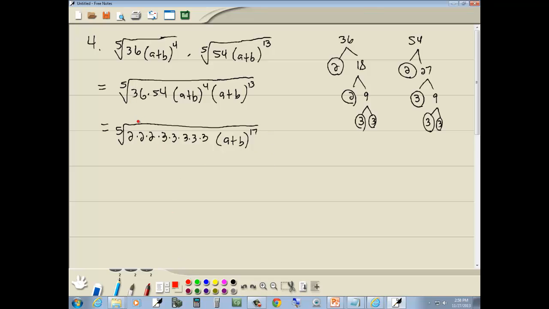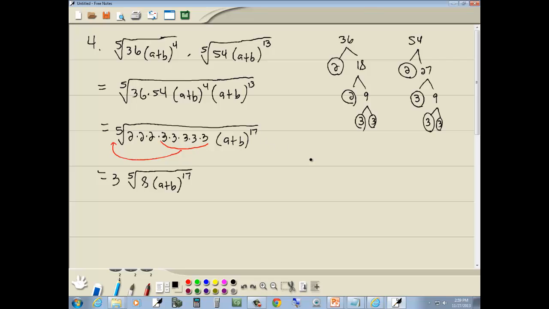Okay, now our index is 5. The index is the number in the slot right here, so we're looking for a set of 5 of something. Well, here's 5 3's, so those 5 3's are going to come out front as a single 3. And then we got the 5th root. Now, I just got 3 2's, so I can't do anything there. I'll go ahead and multiply them together. 2 times 2 times 2 is 8. A plus b to the 17th power.